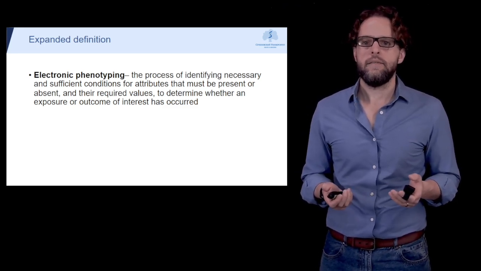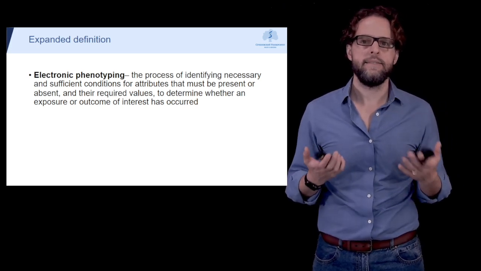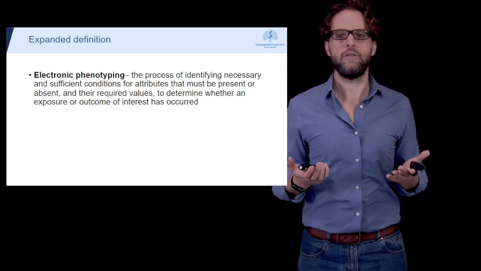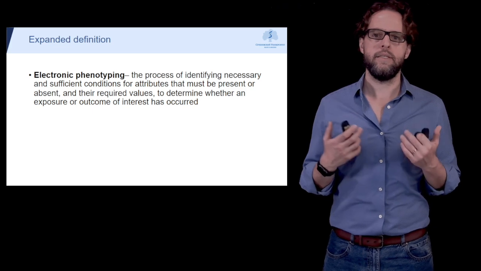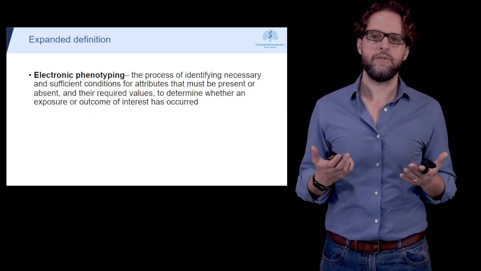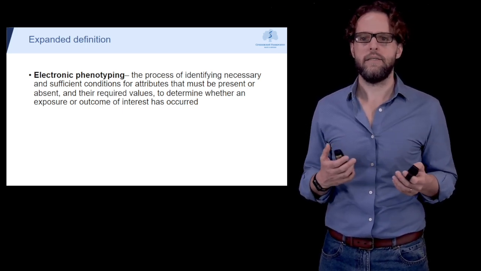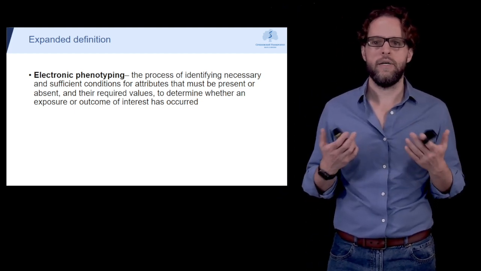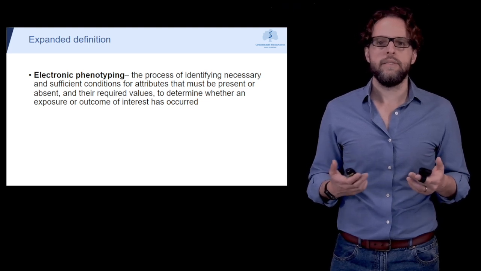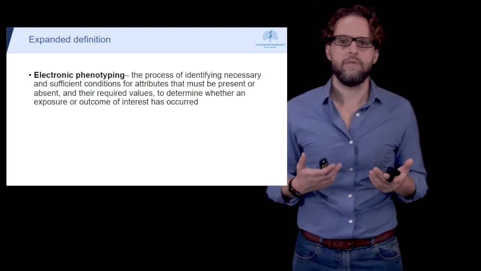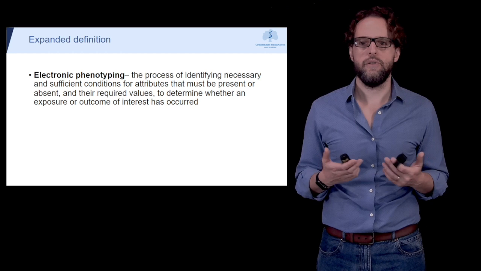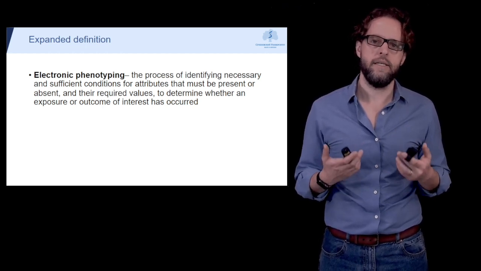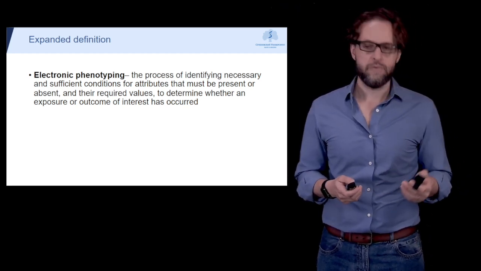Thus, electronic phenotyping is a process of identifying necessary and sufficient conditions for attributes that must be present or absent and their required values in order to determine whether an exposure or outcome of interest has occurred. It's important to understand that the accuracy of phenotyping depends on the research questions you are trying to answer. It must be taken into account that the definitions of various conditions adopted in real practice may change or be refined over time. Therefore, electronic phenotyping is quite a difficult task, and also it's very interesting to pursue this goal.